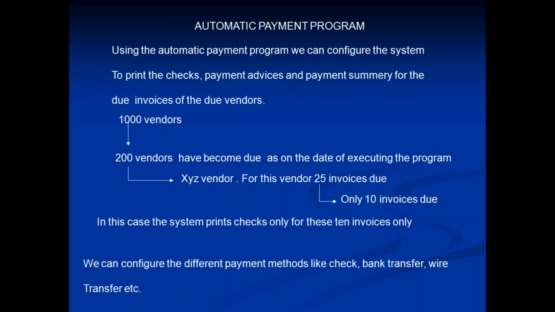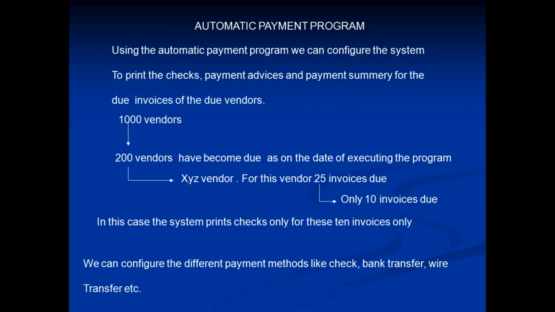These are 25 invoices, but those getting due in this cycle are only 10. Accordingly, the system will make the payment of 10 invoices. What about the rest of the invoices? The system will consider them in the next cycle, because they are not due as on the date of executing the payment program.